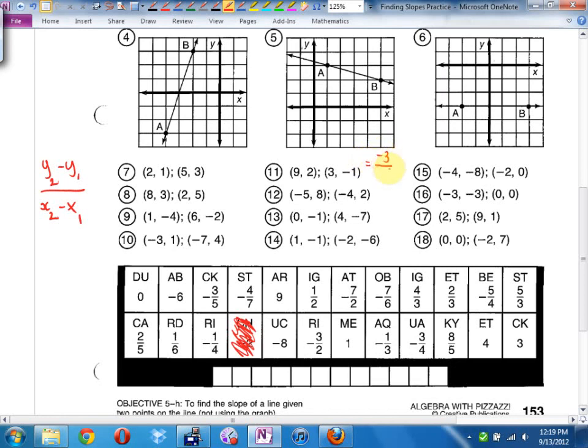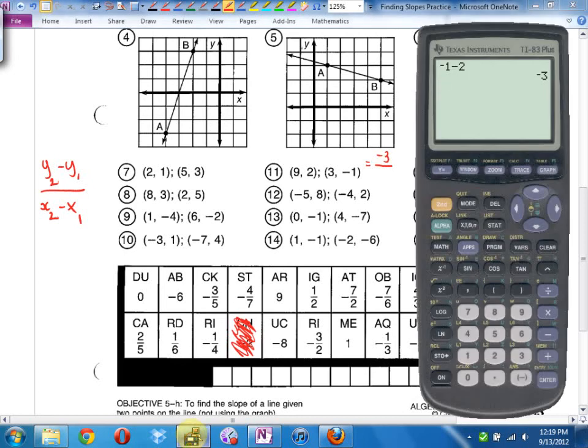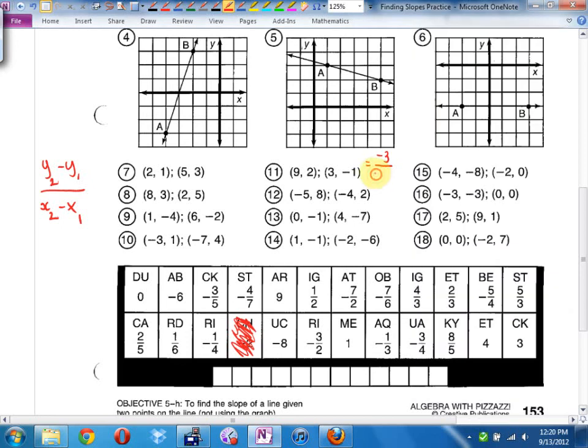Over. And then I repeat the process. x2, which is the second x value, 3, minus x1, which is the first x value, 9. I get negative 3 over negative 6. If you can do that, then I'm good with it. If you can get the slope showing no work, great.